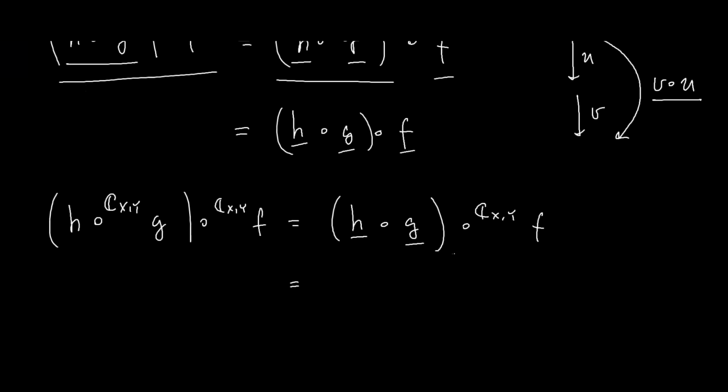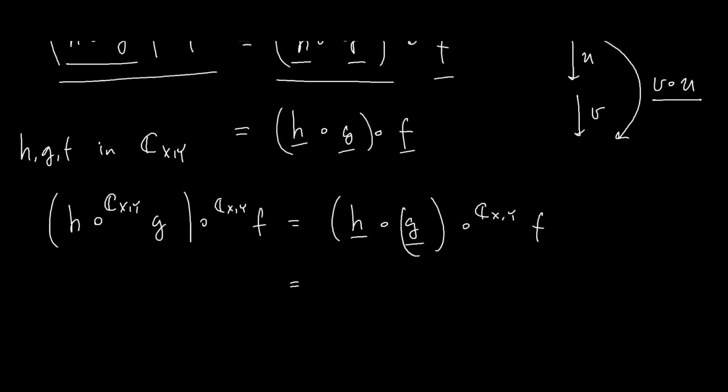What about the other one? The other one is... there is something strange going on here, because here H, G, and F are morphisms in the category. So H, G, and F are morphisms in this new category that we built, right?